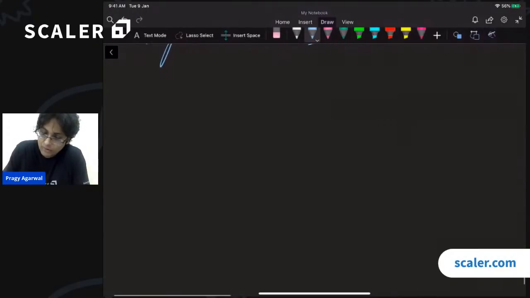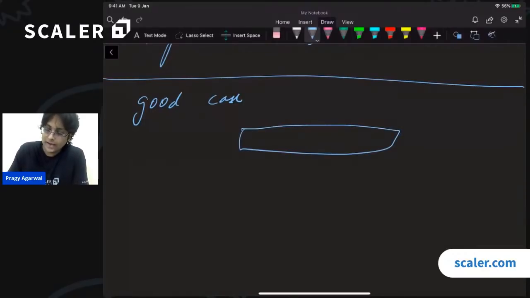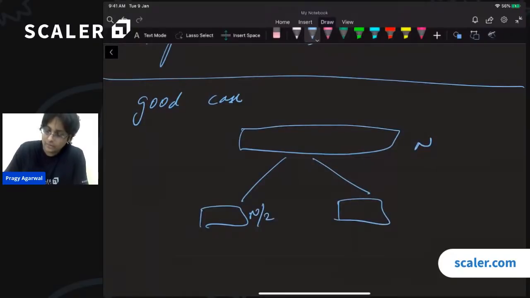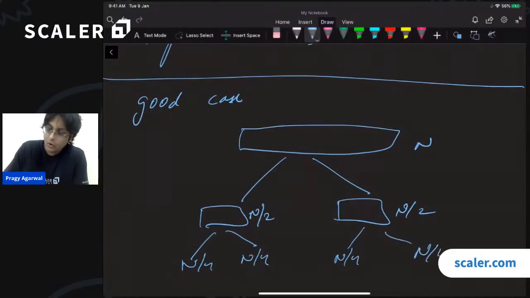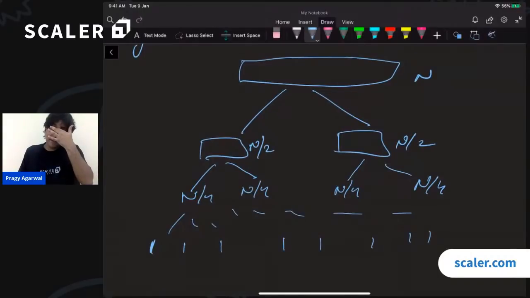Now, once again, let us consider both the cases. Let us consider what happens in the good case. I have this array of size n. I split it into 2 parts, each of size n by 2. I split this further into n by 4, n by 4, n by 4, n by 4, all the way till each of them has size 1. So how much space am I really using over here?